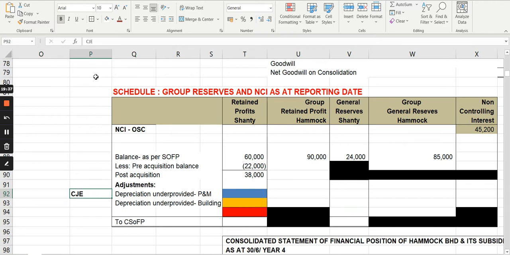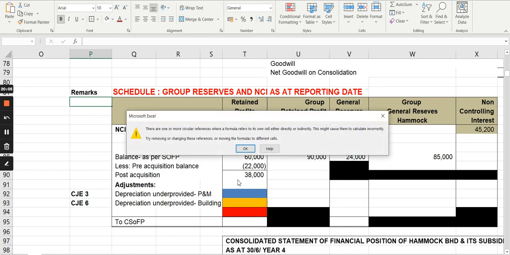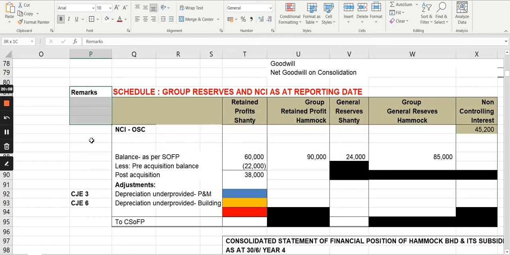This one is consolidation adjustment number 3, and this is consolidation adjustment number CJE 6. So this is just some kind of notes to let us understand better. It is notes to the account, so I just put here remarks for this column, but this is not part of the answer. Okay, the remarks column will let you have a better idea where you take them from.